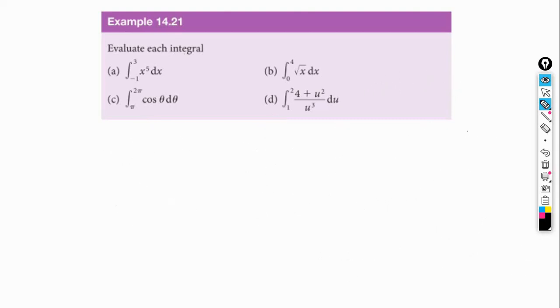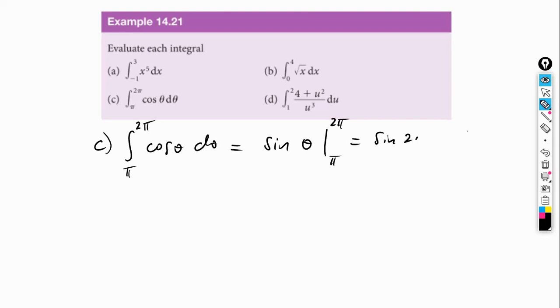So next we have C, where they ask us to integrate cosine of theta from pi to 2 pi. So remember that the antiderivative of cosine is simply going to be sine. So it's going to be sine of theta from pi to 2 pi. And this is going to be simply sine of 2 pi minus sine of pi. But remember that this is equal to 0, and so is this, so this is going to equal 0.